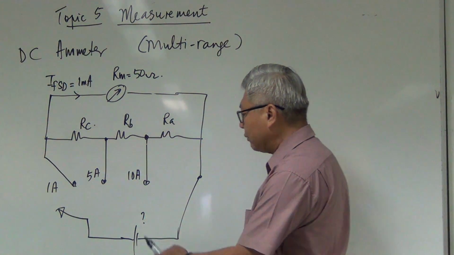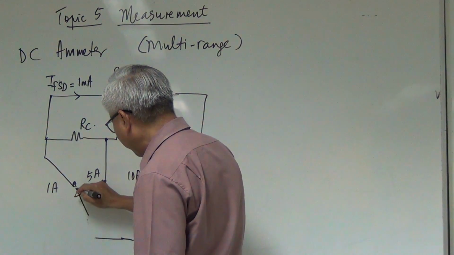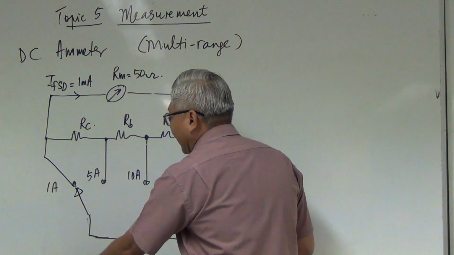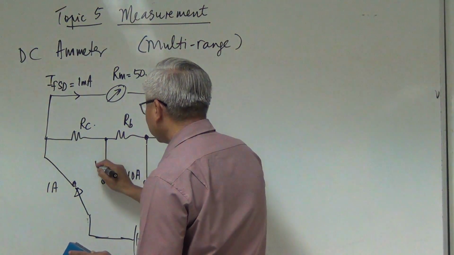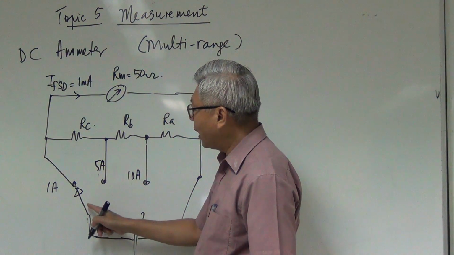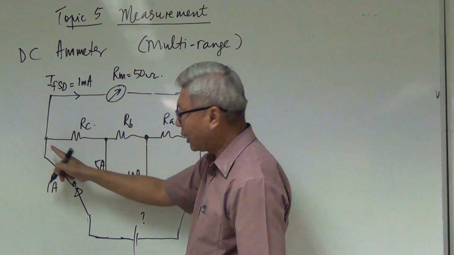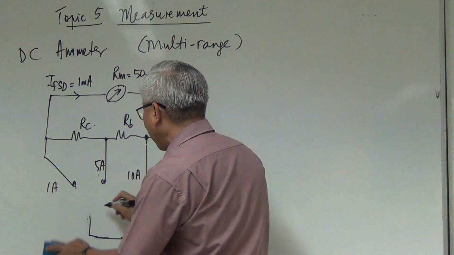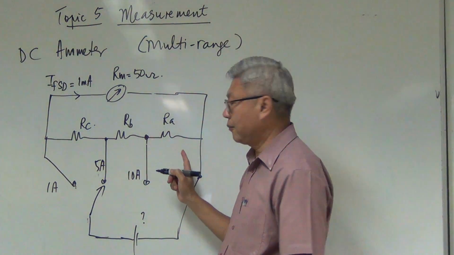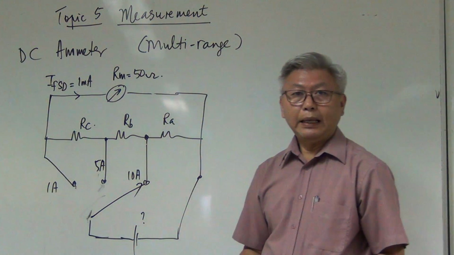That means if my dial is selected to the 1 ampere range, the maximum current I can measure is 1 ampere. Okay? That means if my current source comes out, the maximum current that I can measure is 1 ampere. And if I turn the dial to here, I can measure up to 5 ampere. And if I turn it to here, I can measure up to 10 ampere.